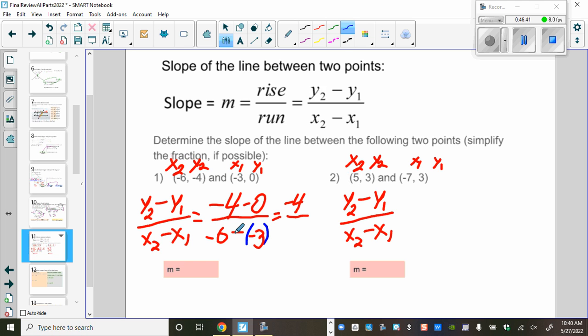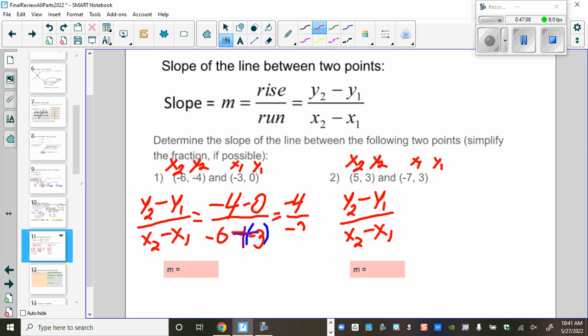So what is our x1 value? Now, what happens when you have a minus negative? It turns into a positive, I think. You're right. That's going to be a plus. That's going to turn into a positive. So it's really -6 plus 3. So in the end, you're going to have a -3 for the bottom.